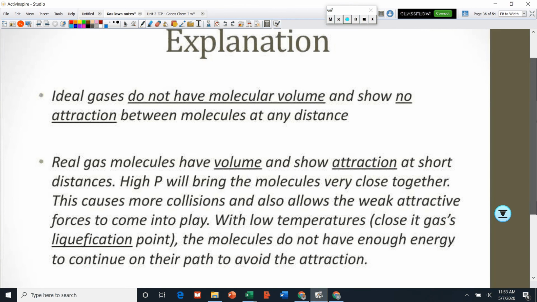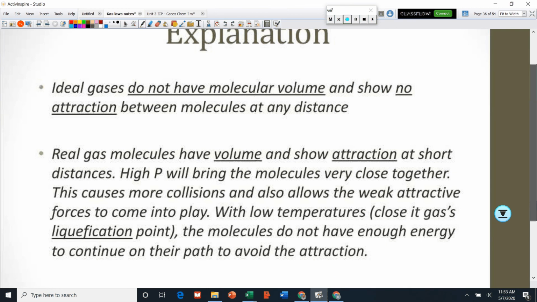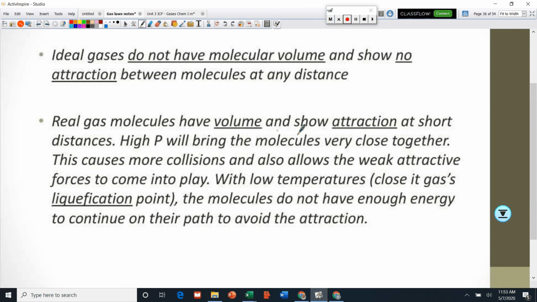So ideal gases do not have a molecular volume and show no attraction between the molecules at any distance. Real gases have volume and show attraction at short distance. High pressure will bring the molecules very close together. This causes more collisions. It also allows weak attractive forces to come into play. By weak attractive forces, they're talking about IMFs, which we talked about in Unit 12. That's why I did Unit 12 first.